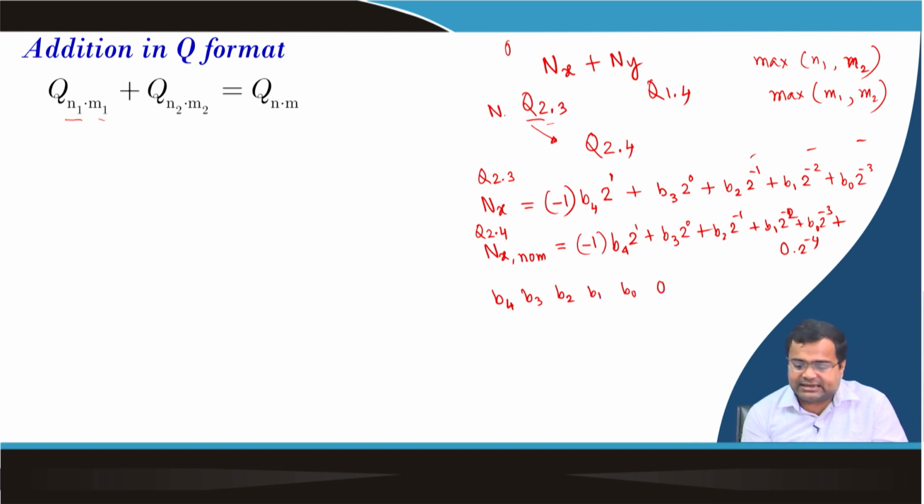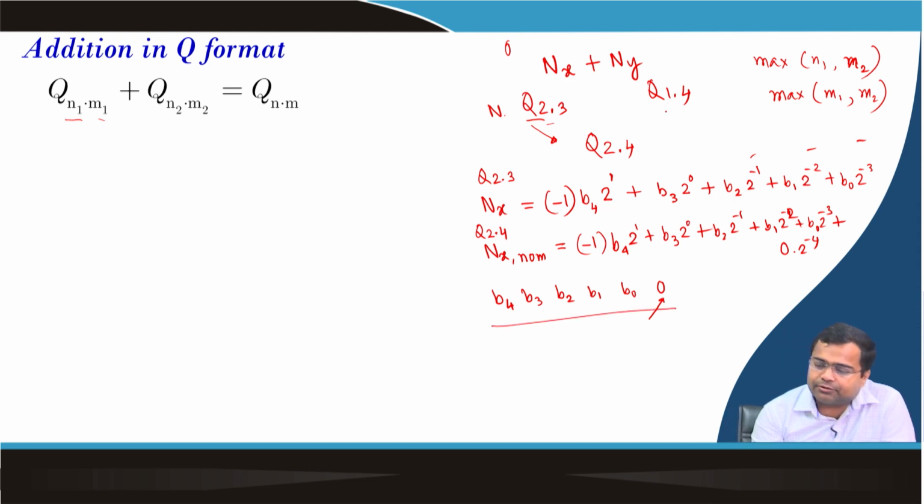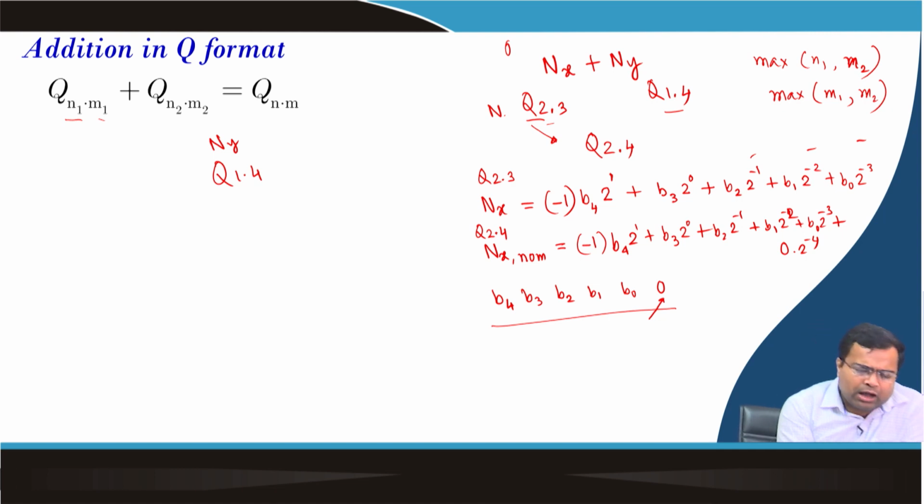So, we have resized the data by padding a 0, that means we are adding a 0 in the LSB. So, any data bit you add in the LSB with a 0, it does not change the number. So, this number will remain same. What will happen for this number? So, now this format is Q1.4 format, I am just talking about NY. So, how does the NY look like?